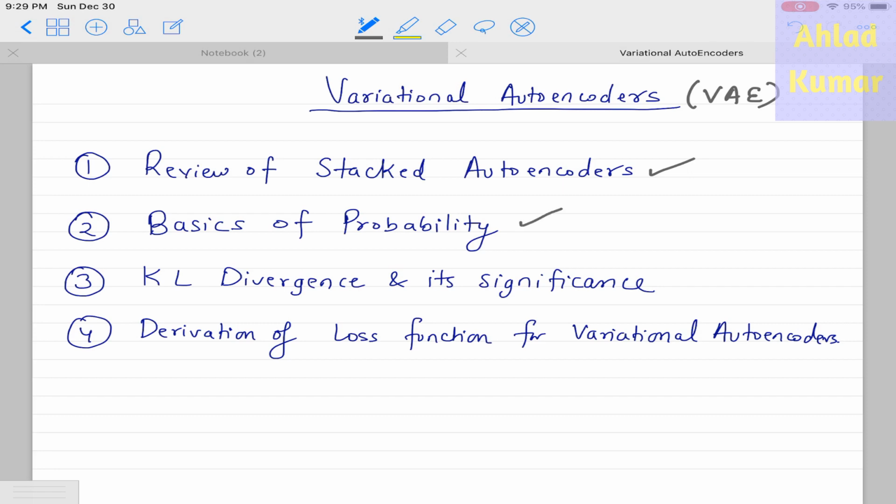Second, we will cover some basics of probability. I will not go into too much detail in the probability course, but I will discuss only the concepts which are required in order to understand variational autoencoders.